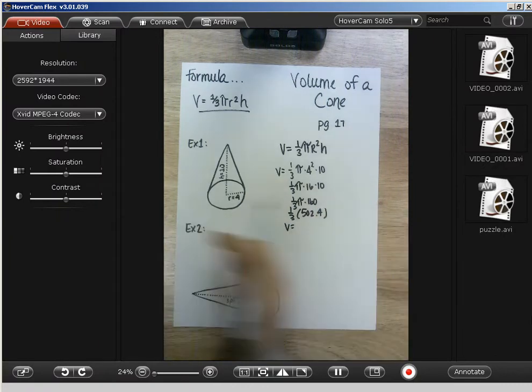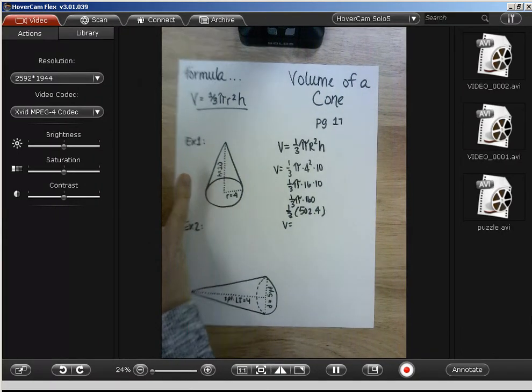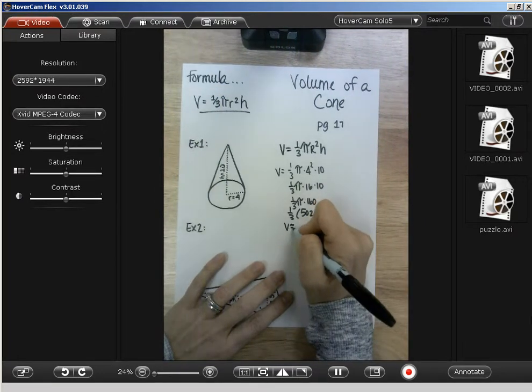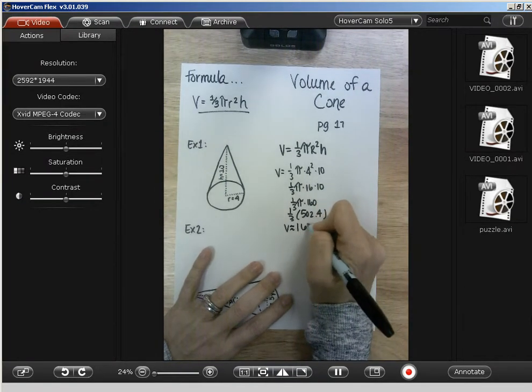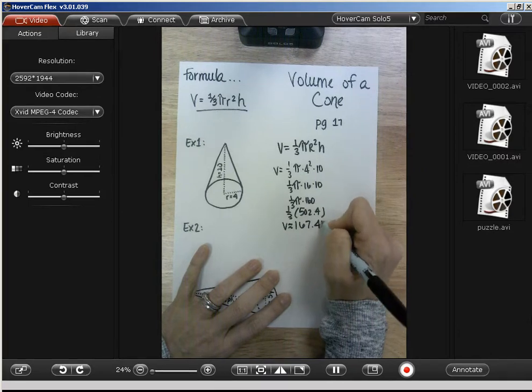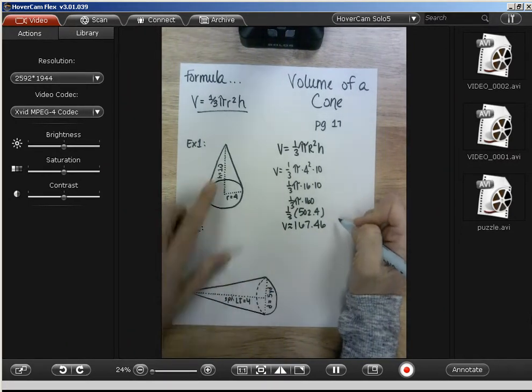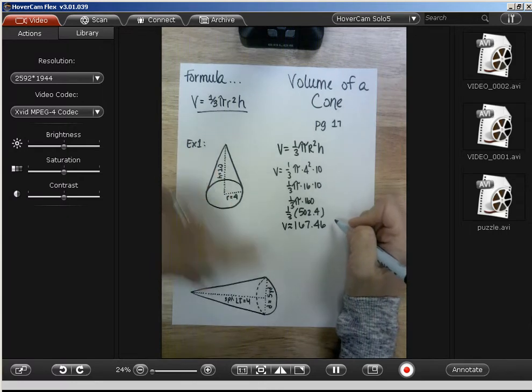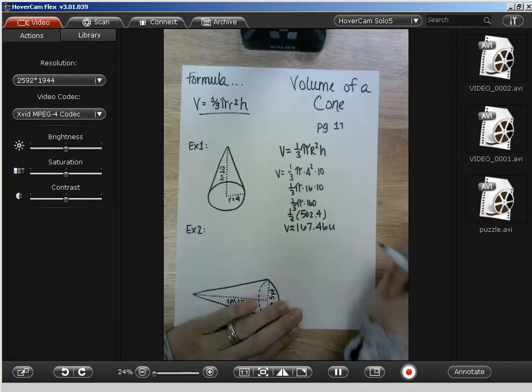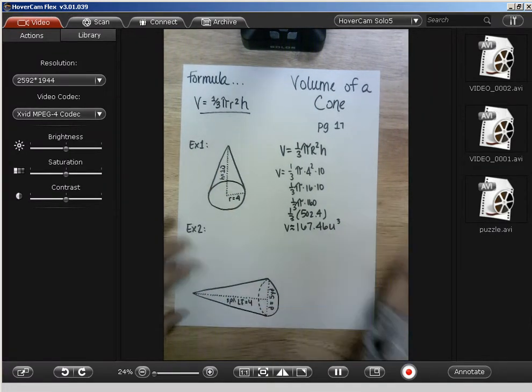So that gives me about 167.46. And since this is volume, and I don't have units, I'm going to put a U. And since it's volume, it's going to be cubed.